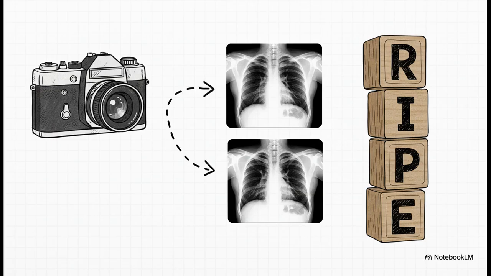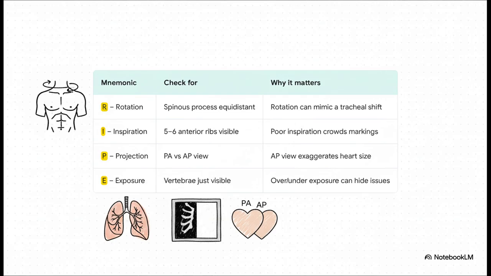And to do that, we use a really simple, easy-to-remember mnemonic, RIP. All right, let's break this down. R is for rotation. Is the patient nice and straight? Because if they're twisted, it can create all sorts of misleading shadows. I is for inspiration. Did they take a big enough breath? A weak breath can make the lungs look all crowded. P is for projection. Was the picture taken from back to front or front to back? It actually changes how big the heart looks. And finally, E is for exposure. Is it too bright, too dark? If you can check off all four of these, then the image is, well, ripe for reading.